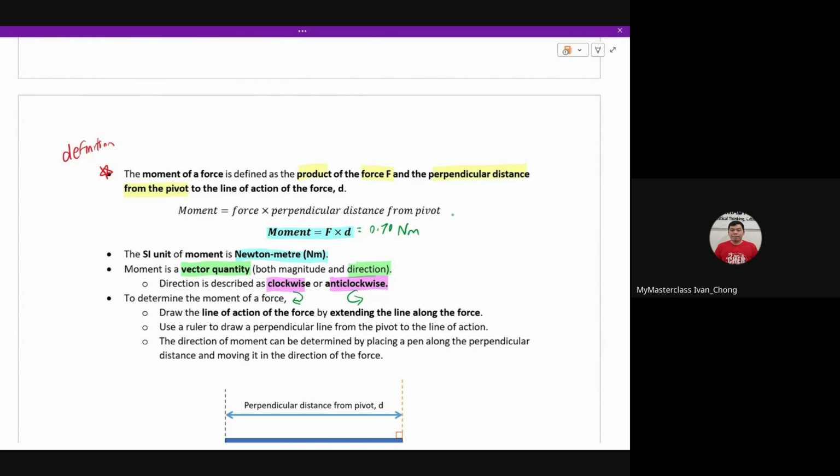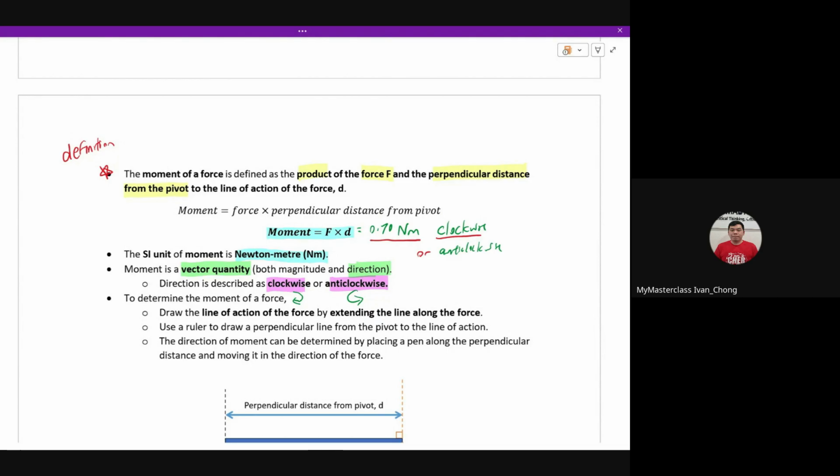So a lot of times after you solve this, you want to say whether this is clockwise or anti-clockwise. Because some schools will actually penalize marks if you only write this. You need to write this or this, the direction. So remember, it's a vector quantity. So every time you solve for a moment itself, make sure to write clockwise or anti-clockwise afterwards.